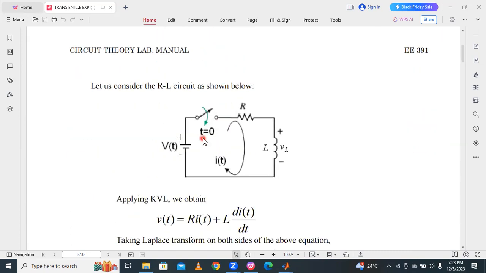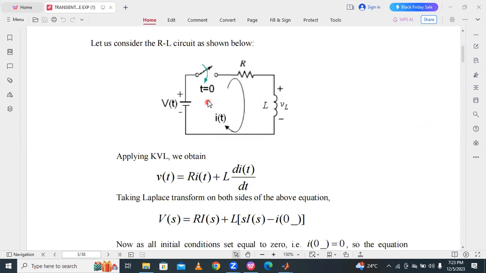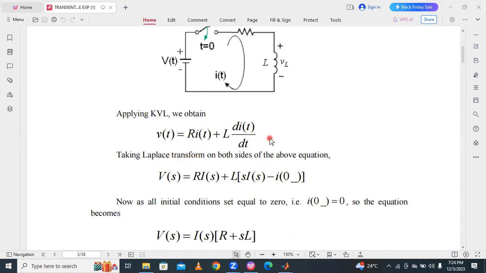Now coming to the series RL circuit. In this also, we apply KVL the same as before for RC. V of T is equal to R into I of T plus L into di of T by dt. This is the voltage across the inductor, L into di of T. By applying Laplace transform on both sides, V of T will become V of S and R into I of T will become R into I of S.